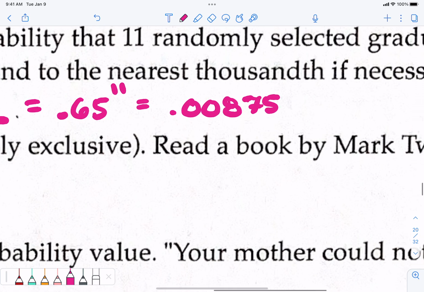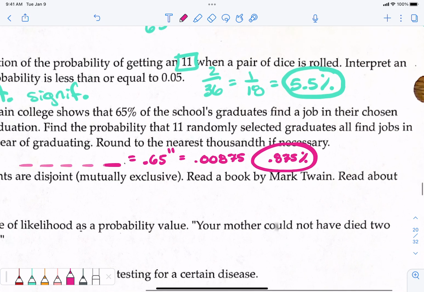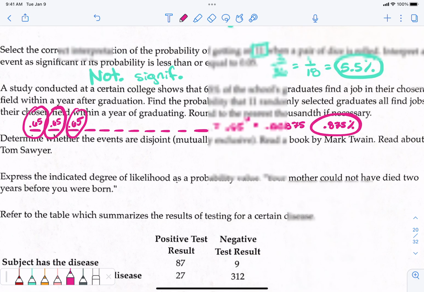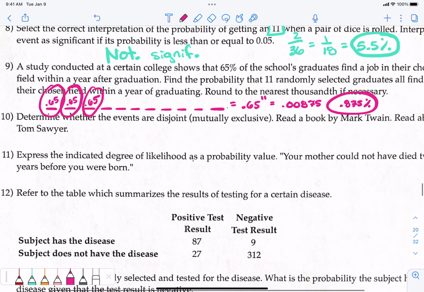0.00875, which as a percent is like 0.875%, so not even 1% of the time. Which is probably true, like only 65%, and now we're trying to say, what's the chances that all 11 of them are doing this? Well, that's gonna be real low, right? Okay? Does that make sense when you write it out like that? Okay? All right, 10.